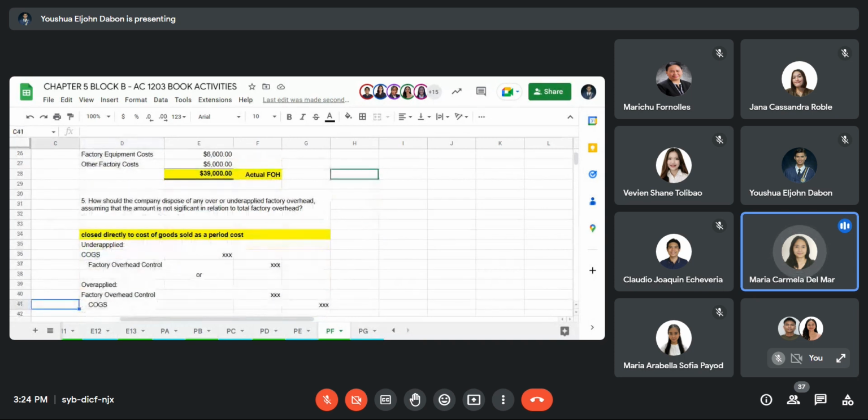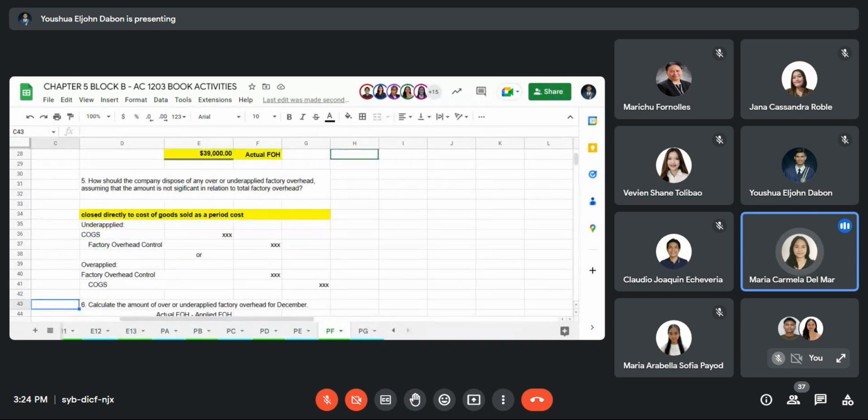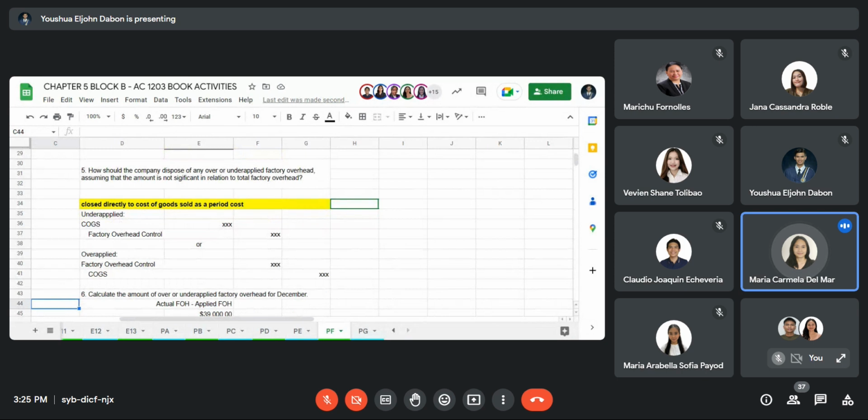Next is, how should the company dispose of any over or under applied factory overhead, assuming that the amount is not significant in relation to total factory overhead? To dispose of any insignificant factory overhead amount, we need to close it directly to cost of goods sold as a period cost. In a case where the factory overhead is underapplied, we need to debit cost of goods sold and credit factory overhead. And in a case where the factory overhead is overapplied, we need to debit factory overhead control and credit cost of goods sold.